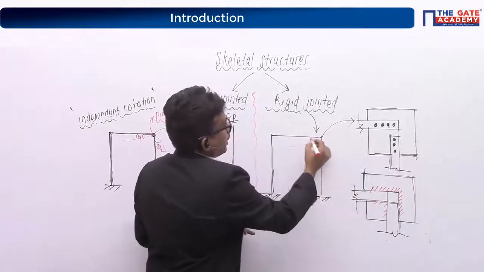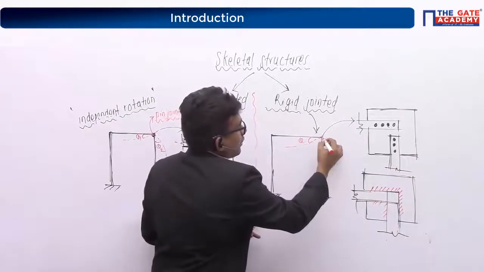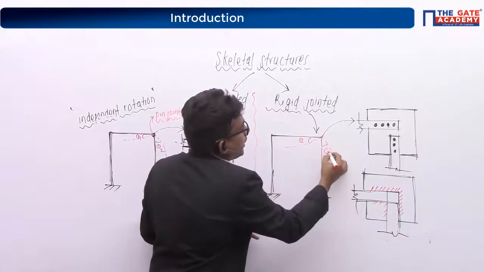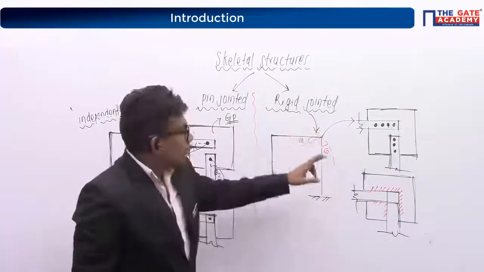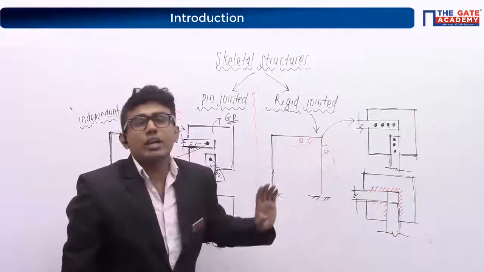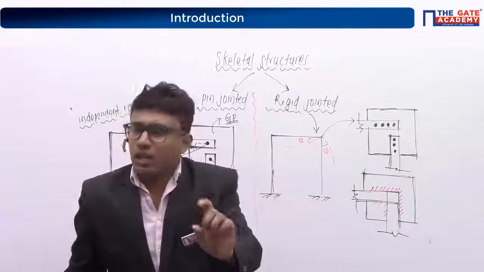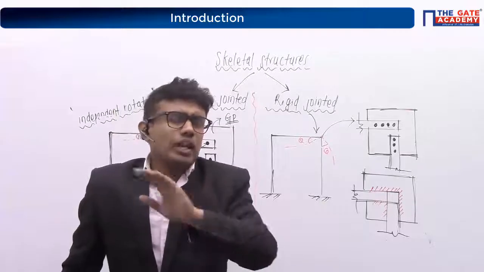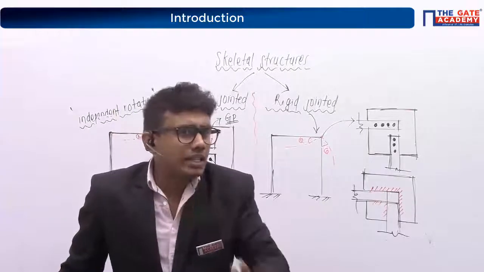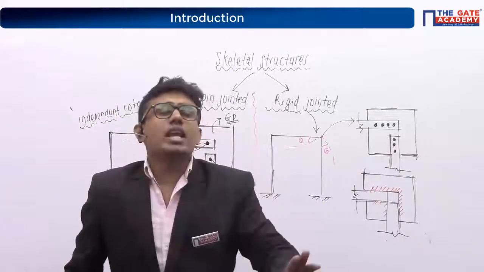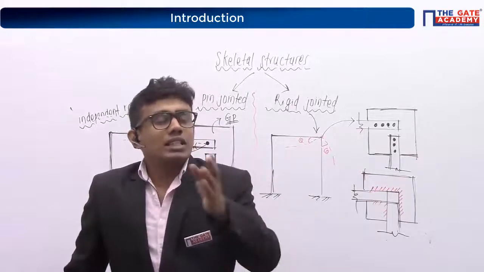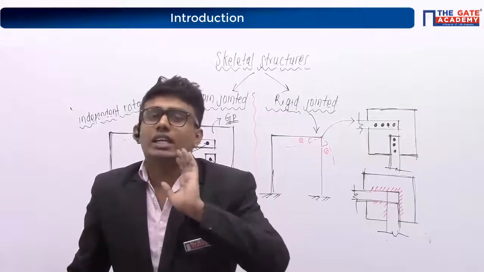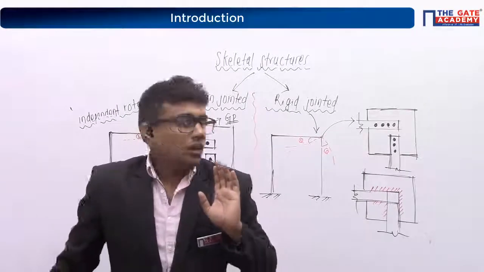Suppose the rotation here, if I am taking it as theta, here it will be theta. Both the members meeting at that joint will be rotating with the same angle. You have to remember this: the rotation of the members meeting at a rigid joint will be the same throughout. Theta is the rotation in one member, and the other member will also have the same rotation, that is theta. Got the point?